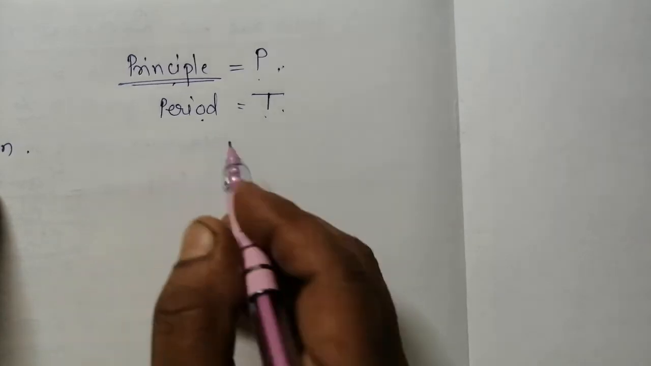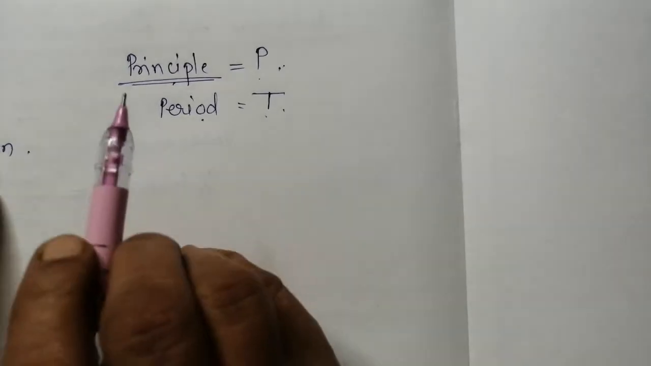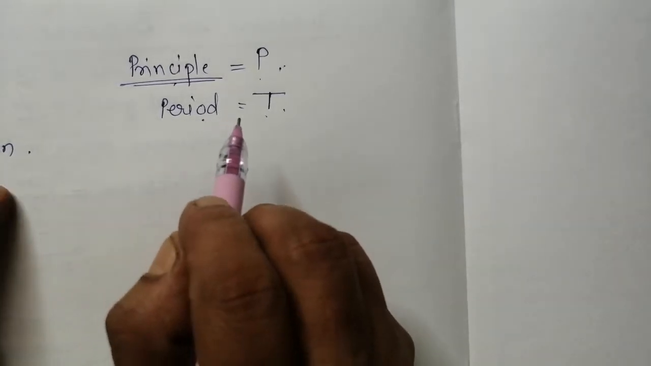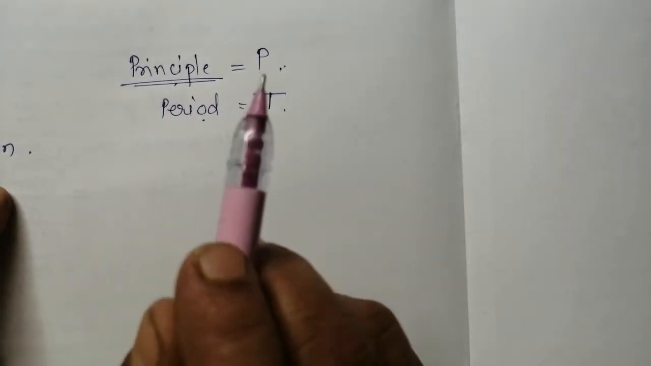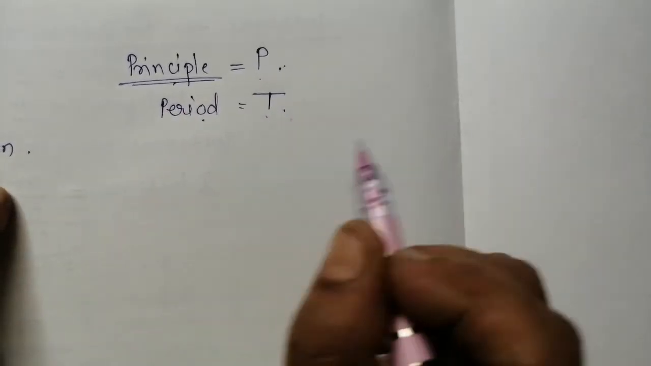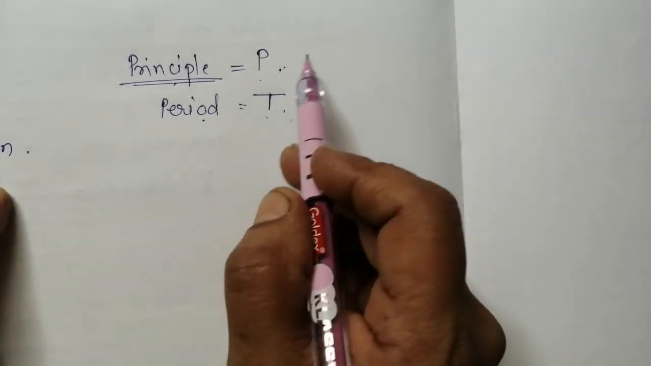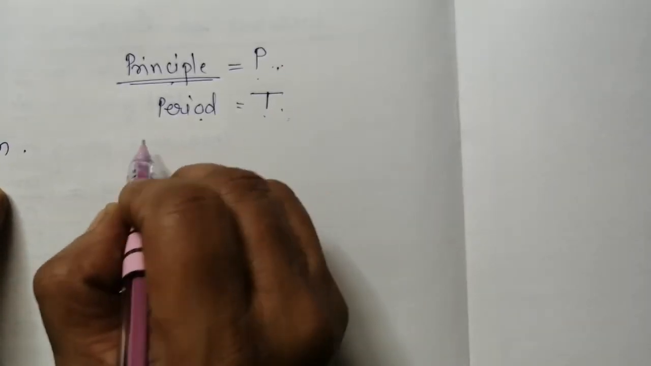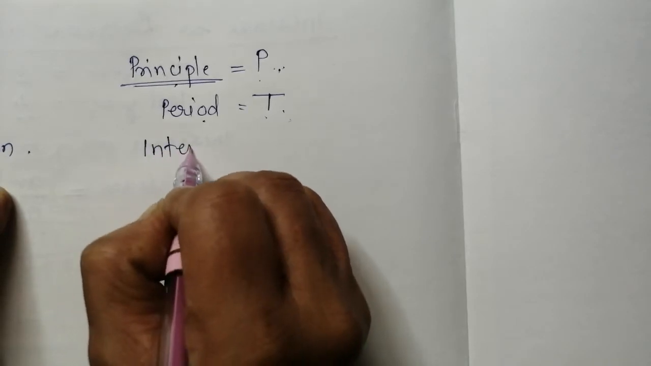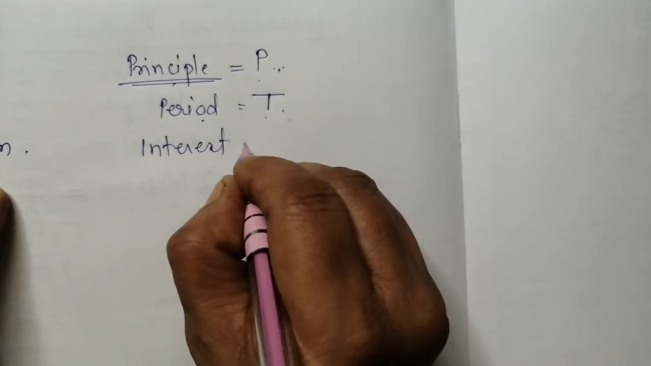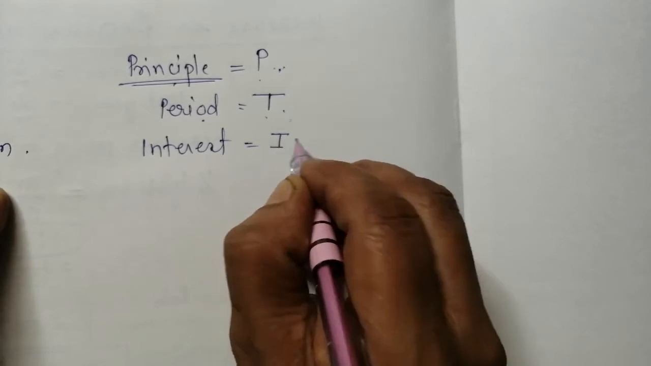Now suppose you are going to use that money, that means you are going to pay some extra amount to the bank or to your friend. That extra amount which you are going to pay on that principal is called interest, and it is denoted by I.